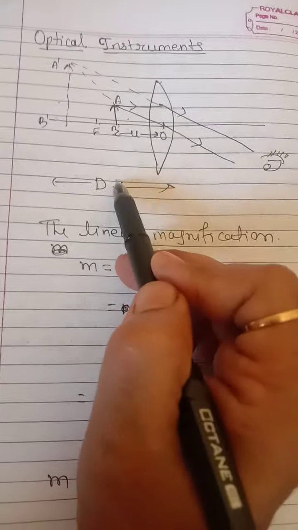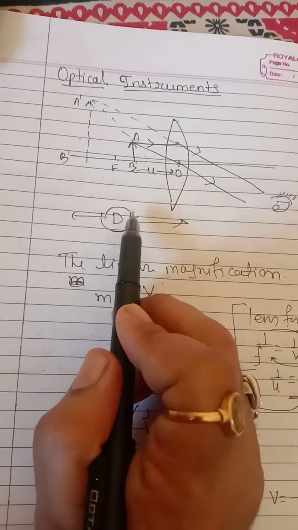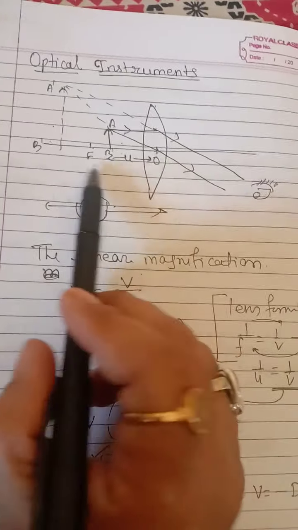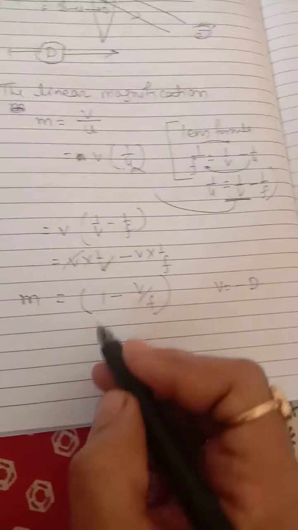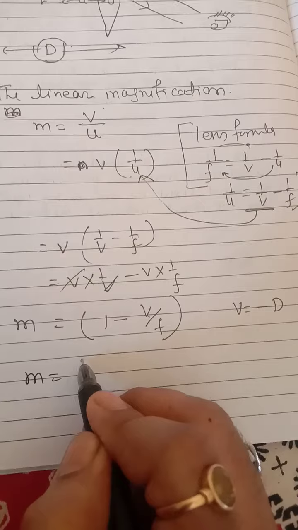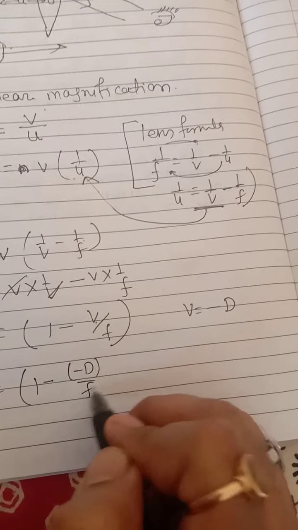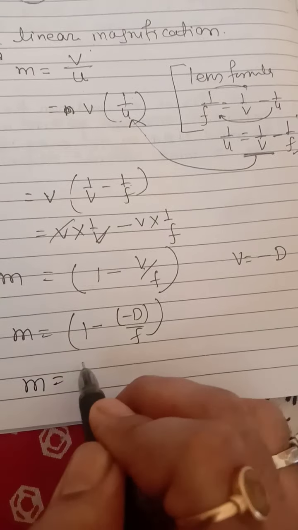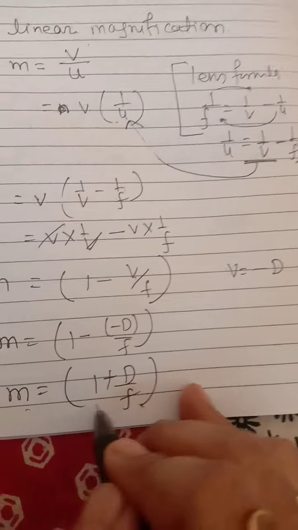Instead of V, we are given capital D. Capital D is what? Magnified distance, the distance of the magnified image. So if I keep it here, I will get M is equal to 1 minus, it is minus D upon F, and this M becomes equal to 1 plus D upon F. So this is the magnification.